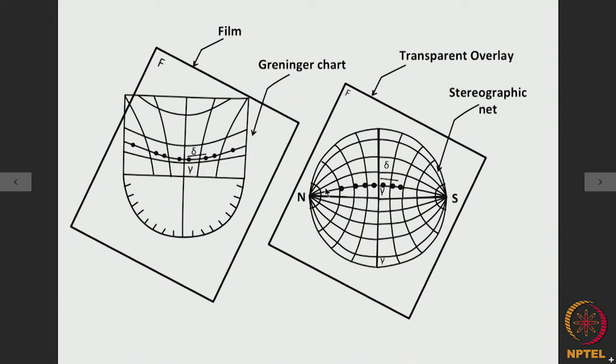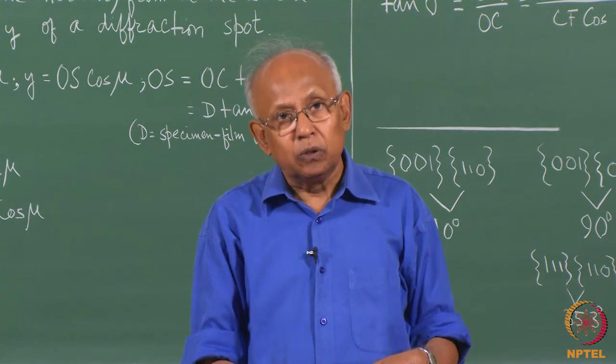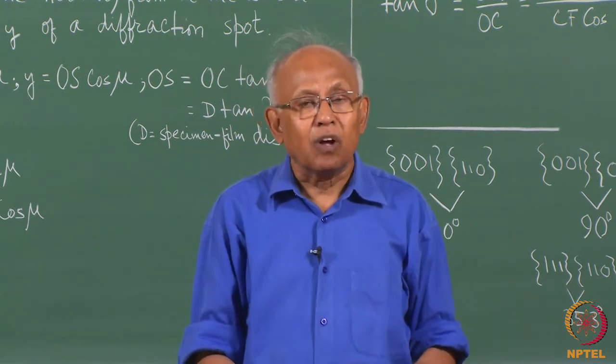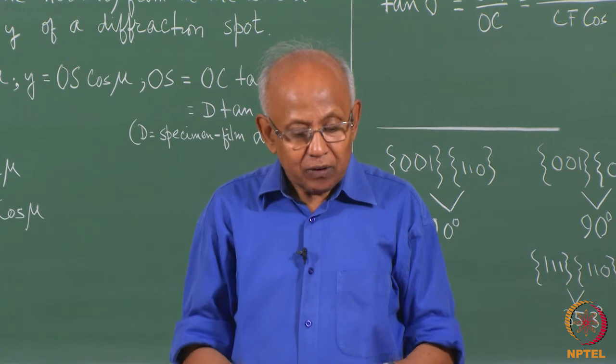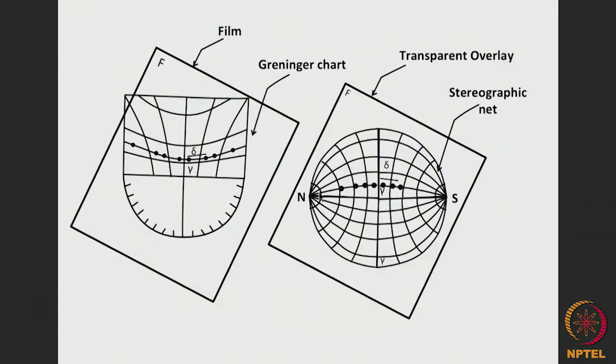So, what we have got here, by using the Greninger chart on the film, shows all the diffraction spots from a large number of planes belonging to a zone, and we find out straight away from those values the gamma and delta values of their plane normals. Using these values, all the plane normals can be plotted in a stereographic projection. Now, once we have got the plane normals, what are plane normals? These are the poles of planes.